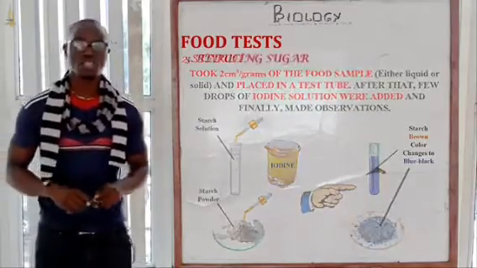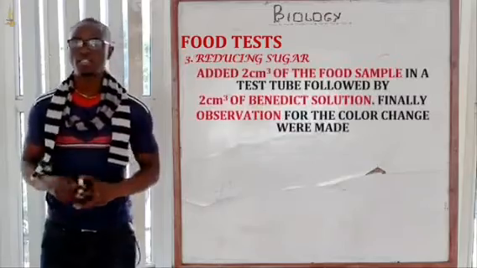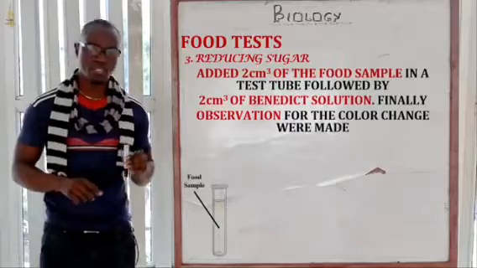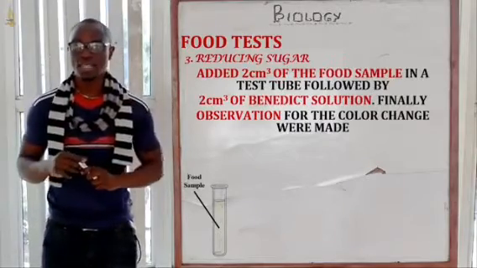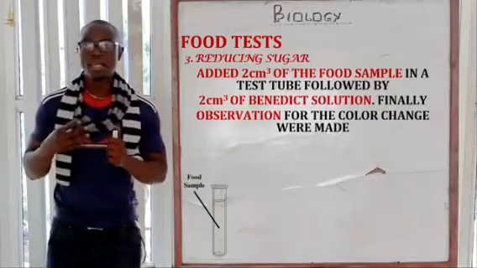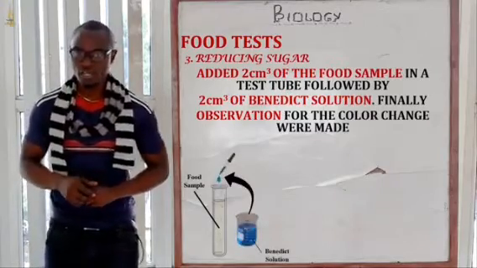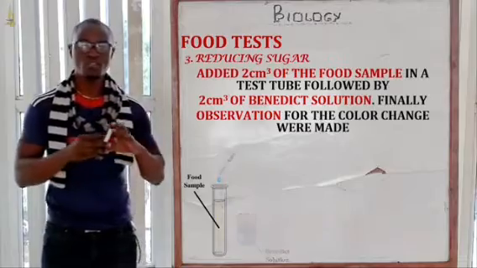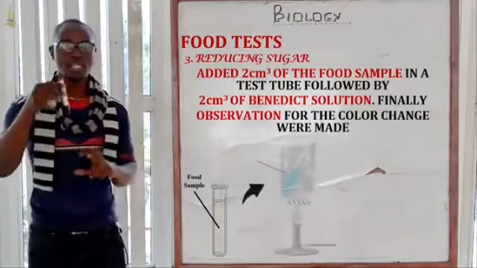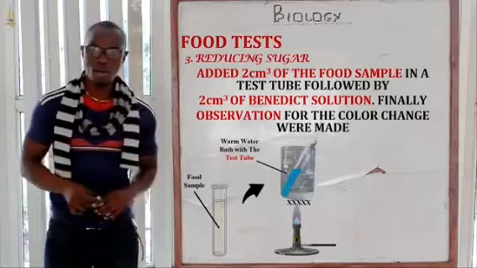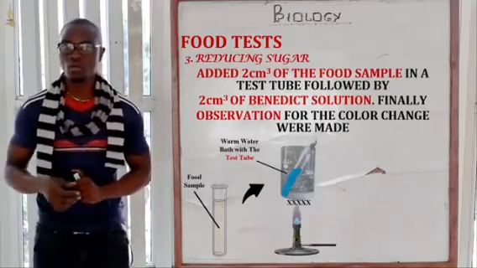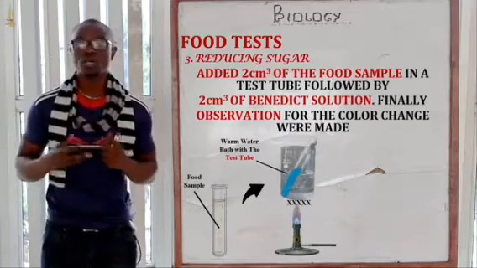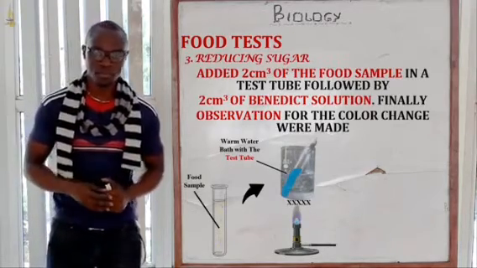Now let's look at the next one, which is testing for reducing sugar. How will you test for reducing sugar? You take the food sample and place it inside the test tube, and then add 2 centimeters cubed of Benedict's solution, which is blue in color. After adding the blue Benedict's solution, I will take that test tube and place it in a warm water bath. Why should we place it in a warm water bath? So as to accelerate the chemical reaction that will take place.